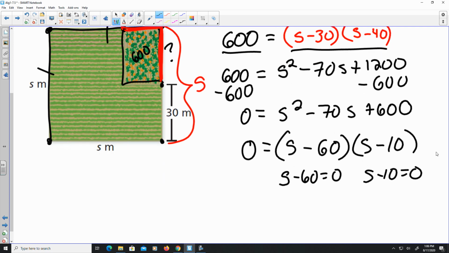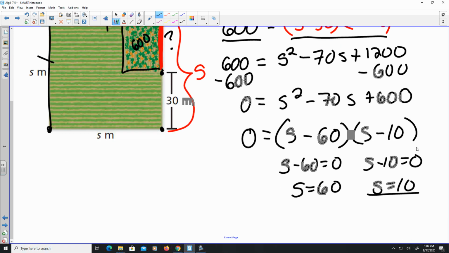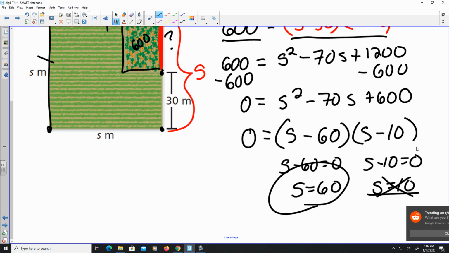Set those equal to 0. That means S is going to equal 60, and S is going to equal 10. But what you also have to realize is that, yes, we did get two answers, but this one doesn't make sense because it's telling you right here that the distance from here to here is 40 and from here to here is 30, so it couldn't possibly be 10. So this answer gets eliminated. The only situation that makes sense is that the side is 60.